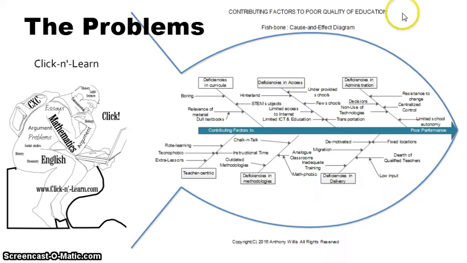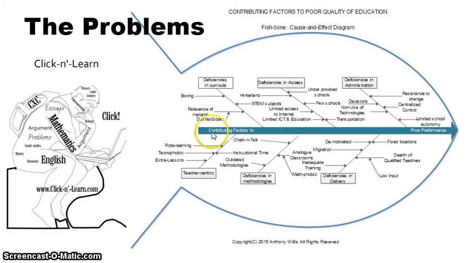Now the problems as identified by experts in the field, I show here using a fishbone cause and effect diagram. What this does is present a visual representation of all the contributing factors to the problem of poor performance. It's called a fishbone because, as you can see, the outline is in the shape of a fish, and the center horizontal line represents the backbone of the fish. It shows visually all the contributing factors to the problem of poor performance. Remember, we are focusing on the poor performance of students at both grade school and secondary school levels.